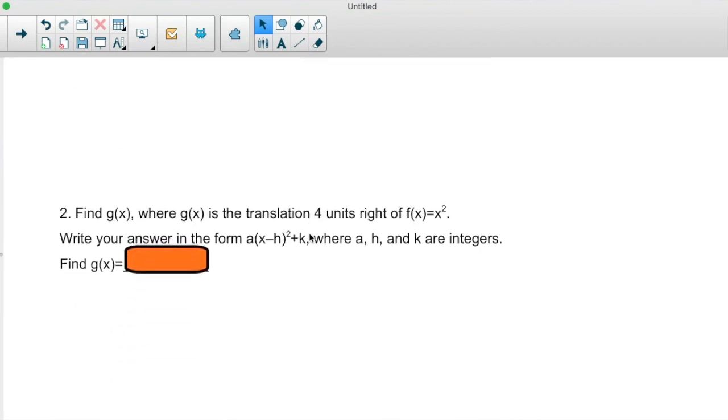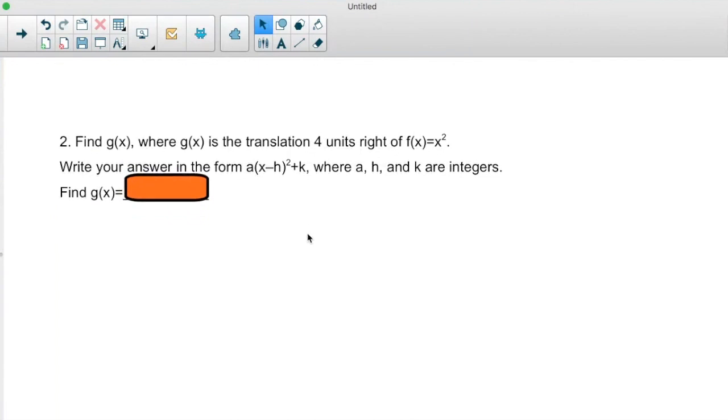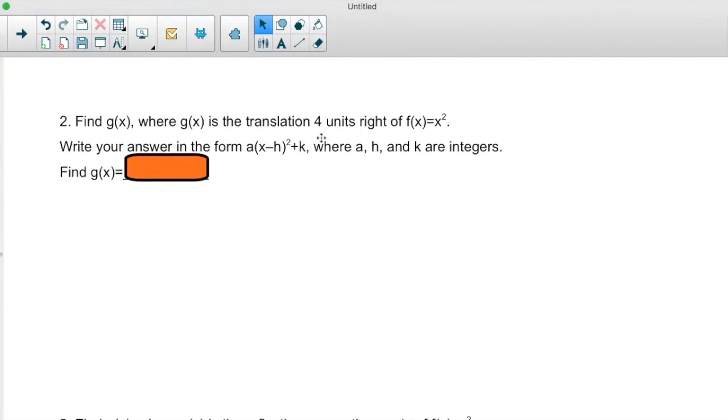Okay, let's move on to number 2. Number 2 says find g of x, where g of x is the translation 4 units to the right. So now we're moving to the right.